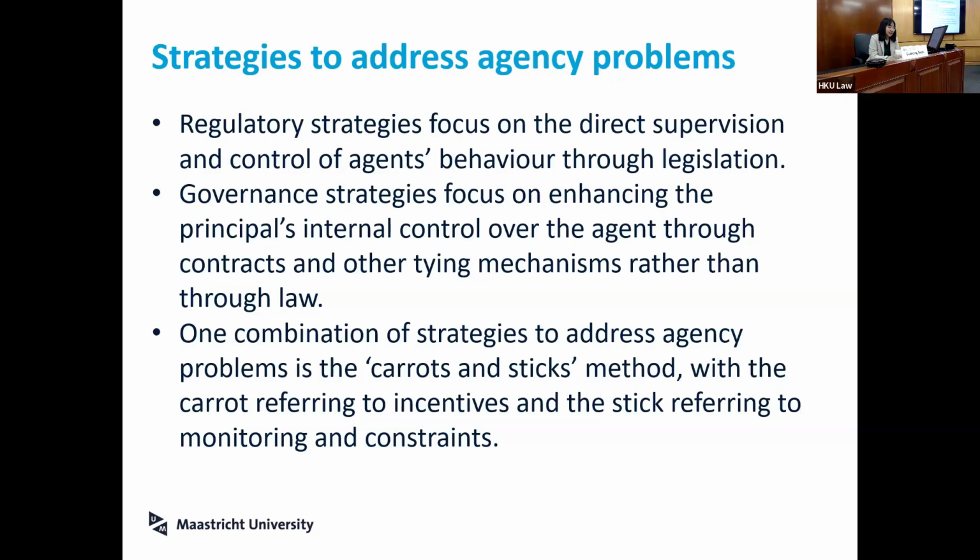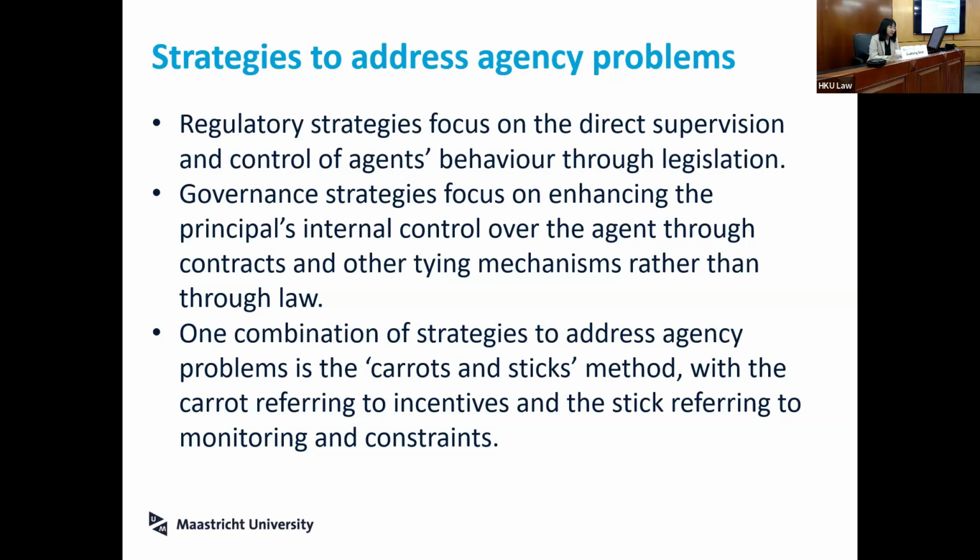So if employees get involved in agency problems, then I will argue that it's also possible for employee participation to address these agency problems. I just mentioned that there are generally two strategies to address agency problems: regulatory strategies and governance strategies. Regulatory strategies focus on the direct supervision and control of agents' behavior through legislation, mainly through company law, labor law, or trade union law. Governance strategies usually enhance the principal's internal control over the agent through contracts and other corporate governance strategies rather than through law.